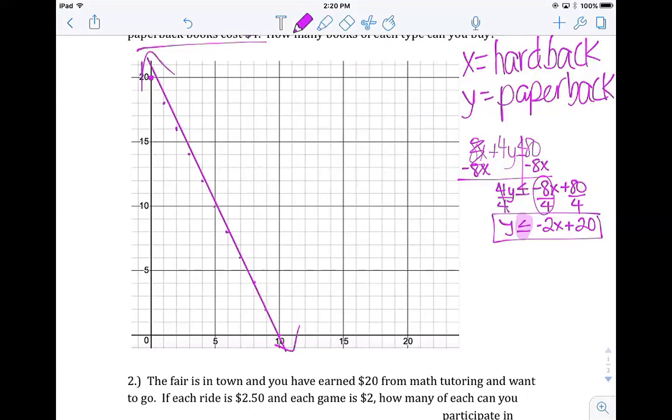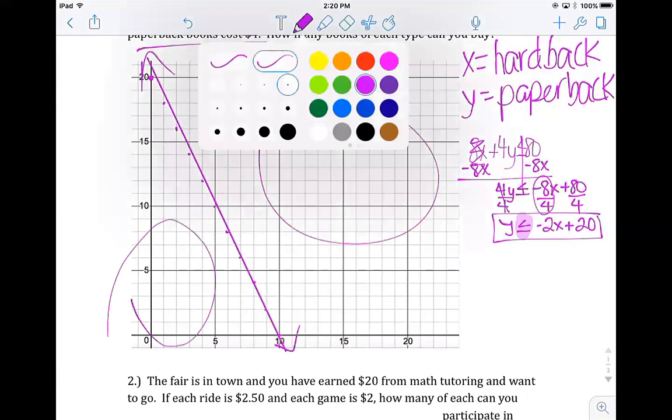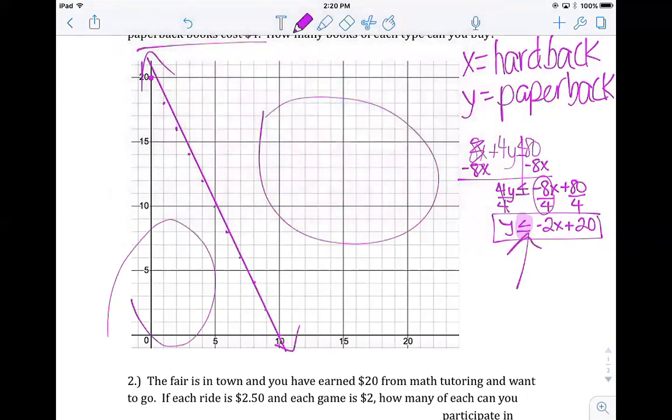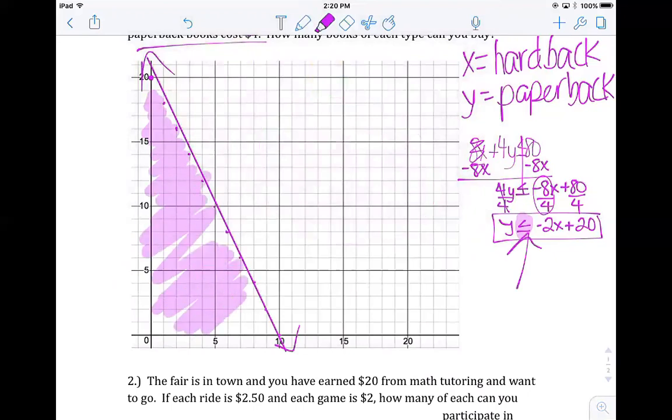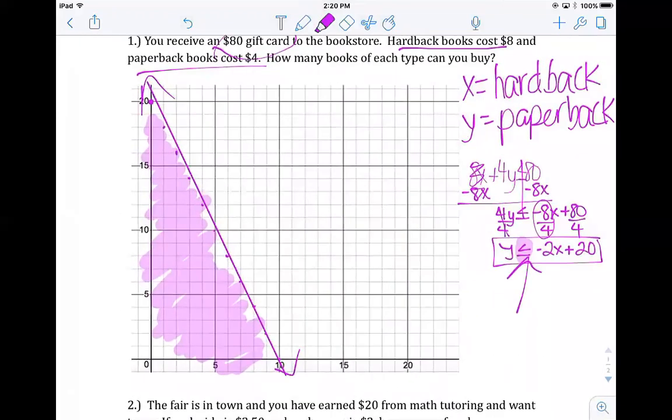At this point, we need to shade where our possible answers are going to be located. So looking at our picture, we're cutting this picture into 2 parts. We have a top part and we have a bottom part. So to decide which part we shade, we're looking at our symbol. It says Y is less than or equal to. So less than or equal to means that we're going to shade below. So anything below that line would be a possible solution. So it would be a possible combination of hardback books and paperback books that you could buy with your $80 gift card.